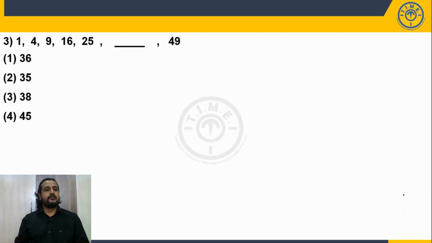Look at this: 1, 4, 9, 16, 25, blank, and 49. What are these numbers? Are the numbers themselves following any specific pattern? Yes, these numbers are following a specific pattern. What is that pattern? Squares. So how can we understand that the given numbers are squares?